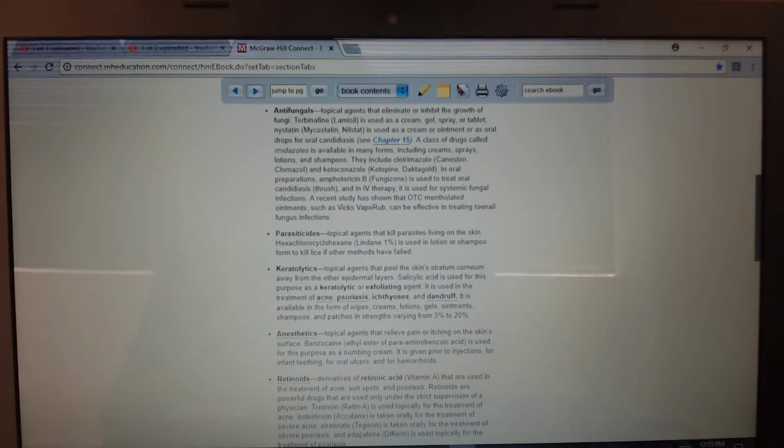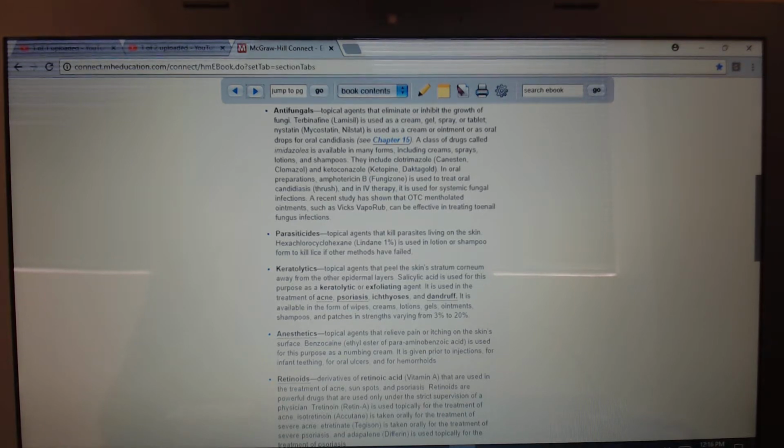In oral preparations, amphotericin B, Fungizone, is used to treat oral candidiasis, thrush, and in IV therapy it's used for systemic fungal infections. A recent study has shown that over-the-counter mentholated ointments such as Vicks VapoRub can be effective in treating toenail fungus infections. Parasiticides are topical agents that kill parasites living on the skin. Lindane is used in lotions or shampoos to kill lice if other methods have failed.